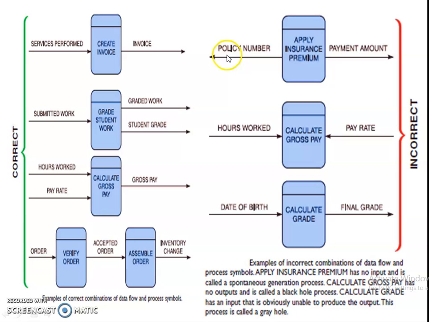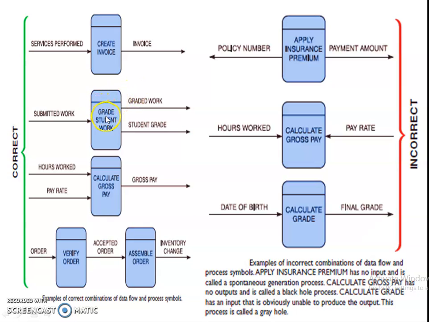But look at this example. This is wrong because the process is producing all outputs. In this example also, it is wrong because the process is getting all inputs. While here, if you look at only the symbol, it's correct: one input, one output. But look at the data. The input is date of birth, and the process is calculate grade, and the output is final grade. This is not related to the input, so this is absolutely wrong. You have to make sure that you use the symbols correctly.